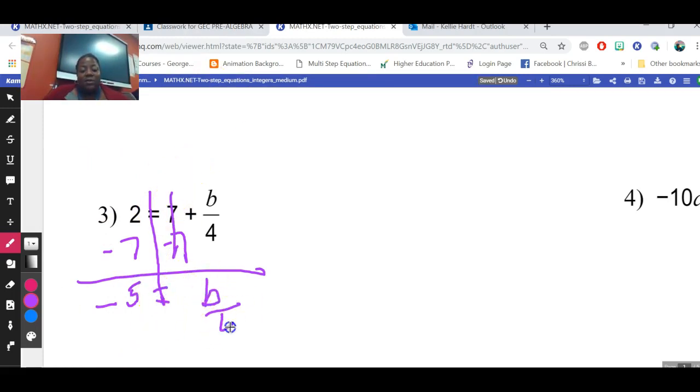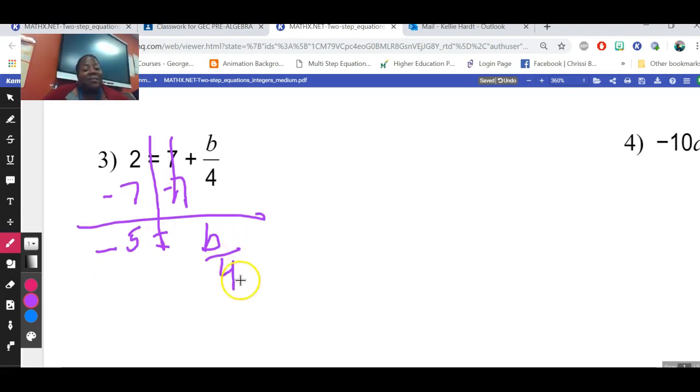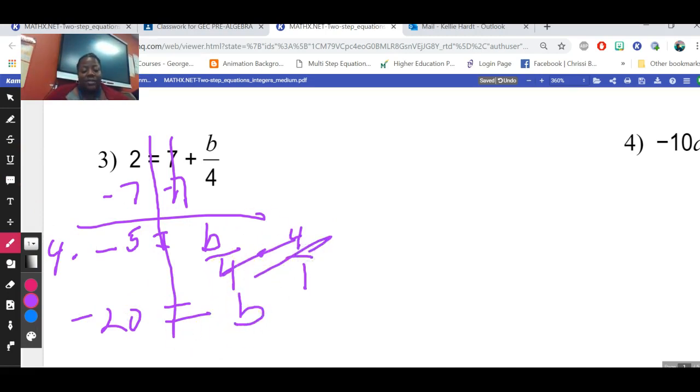Equals b over 4. But the b is not by itself, so we're going to multiply the 4 out. That means I'm going to multiply 4 on this side and 4 on this side. As you can see, 4 times negative 5 is a negative 20, right? This is eventually going to cancel out, just leaving you with b. So negative 20 equals b.